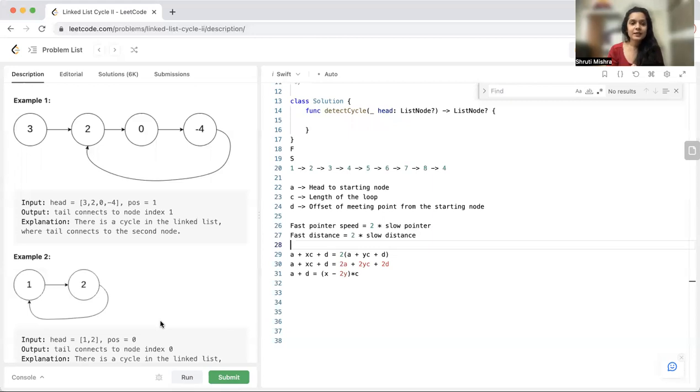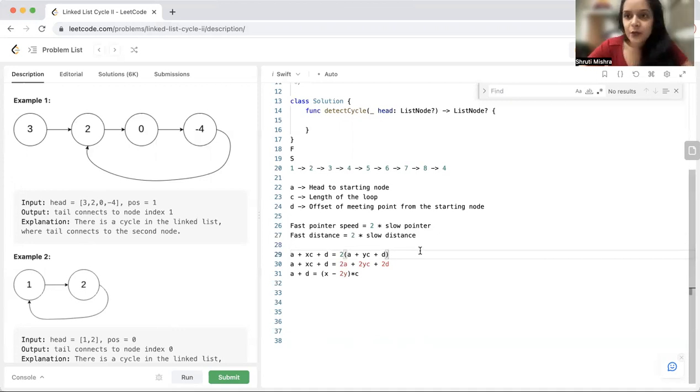I hope you understood the question. Our question is basically this: if this is your linked list, return the starting node of the loop, which is 2 in this case. So we are going to just return the node 2. So how are we going to do that?